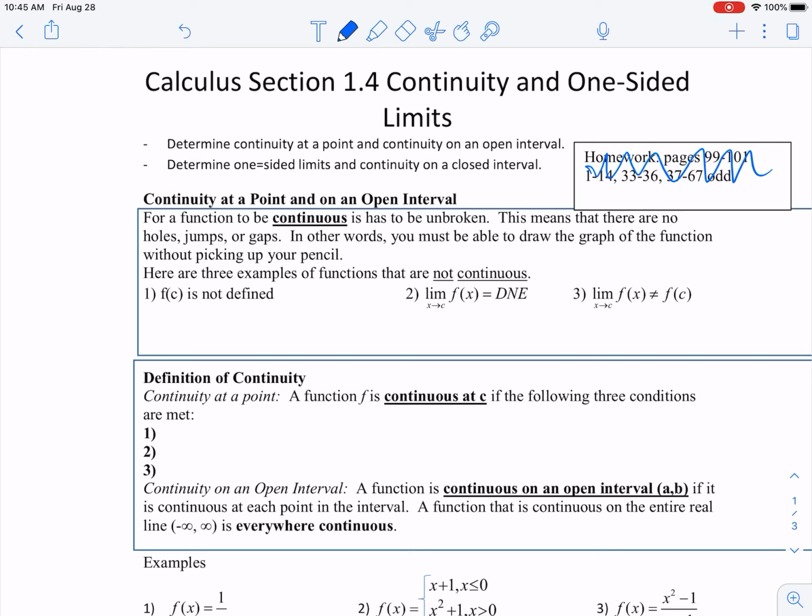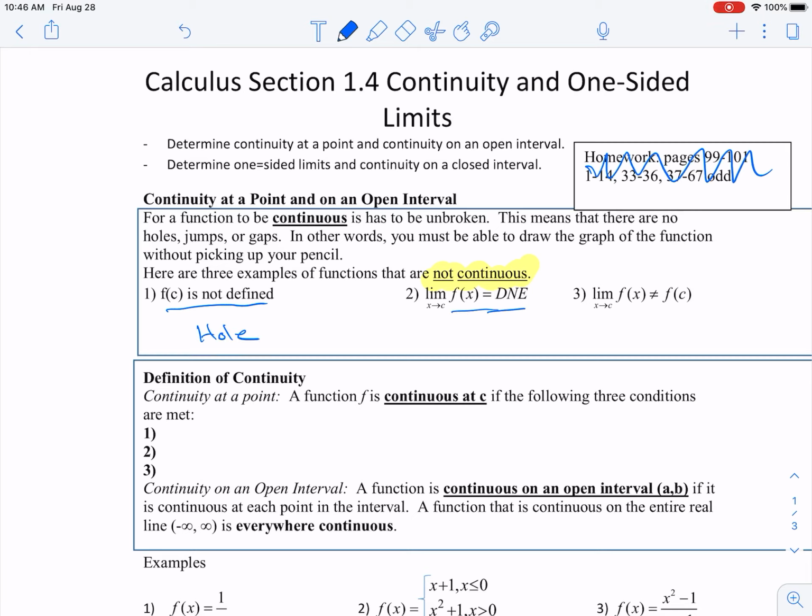All right, for a function to be continuous, it has to be unbroken. This means there are no holes, jumps, or gaps. In other words, you must be able to draw the graph of the function without picking up your pencil. Here's 3 examples of functions that are not continuous. Not continuous. Okay, f of c is not defined, so you have a hole.